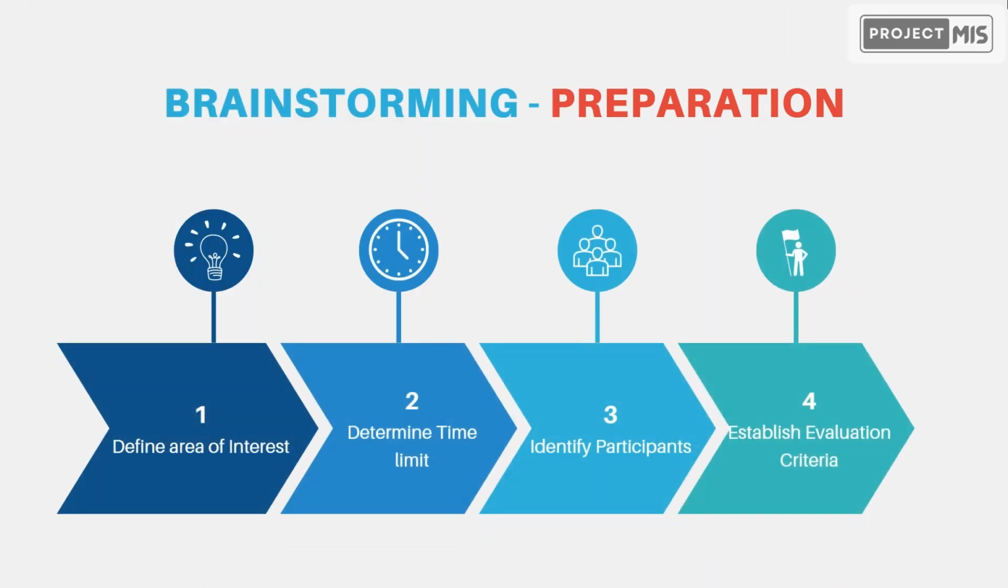To make it a little more organized, it is divided into three different stages. First one is the preparation. So we are preparing for brainstorming. So the first thing will be to define the area of interest. So when we understand the scenario, we have to keep in mind what it is that we are going to talk about.